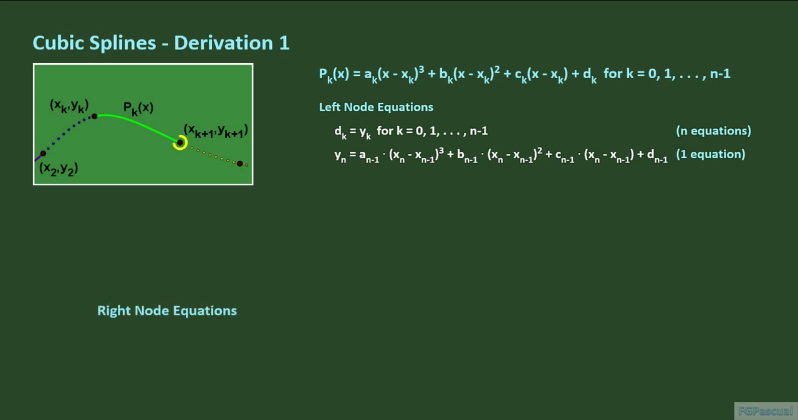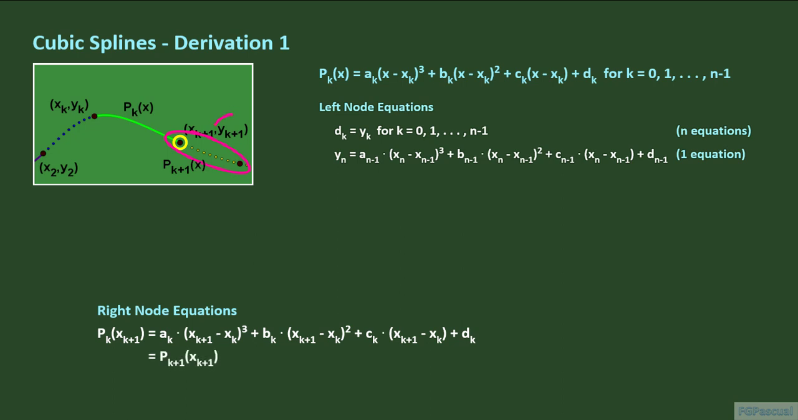Next, we plug in the right x-coordinate of each polynomial segment. That is, we plug in x sub k plus 1 into p sub k. Now, p sub k of x sub k plus 1 is also equal to p sub k plus 1 of x sub k plus 1, which is equal to y sub k plus 1. But y sub k plus 1 is also equal to d sub k plus 1. And so this string of terms is equal to d sub k plus 1 for k equals 0 through n minus 2.